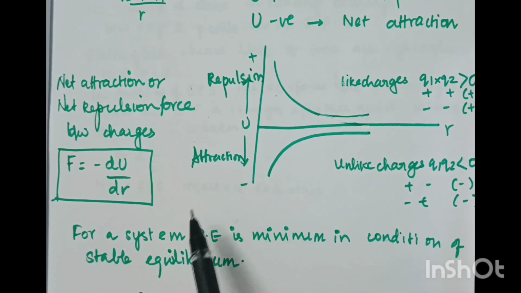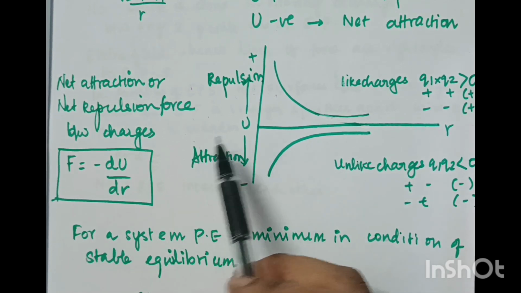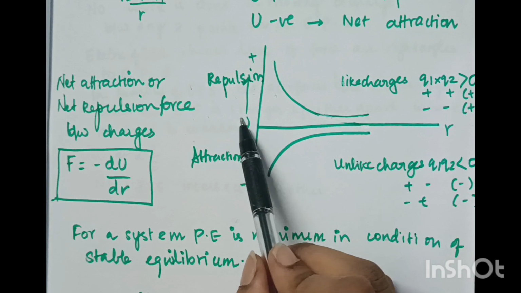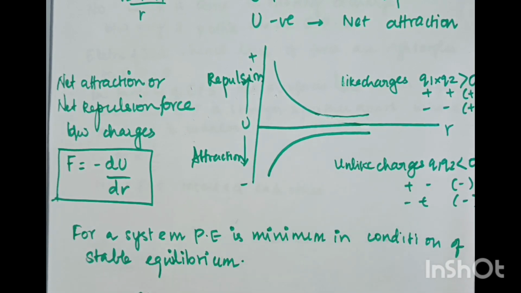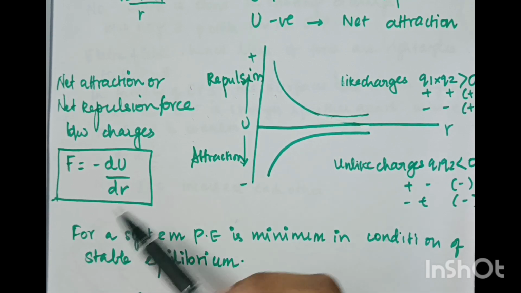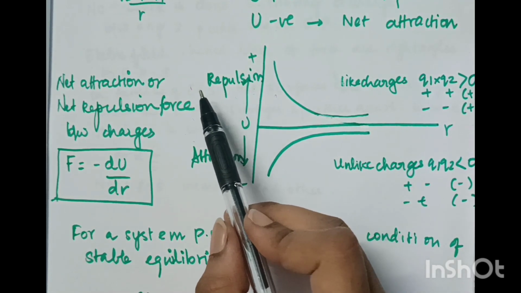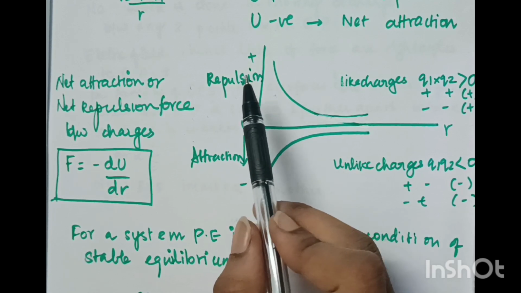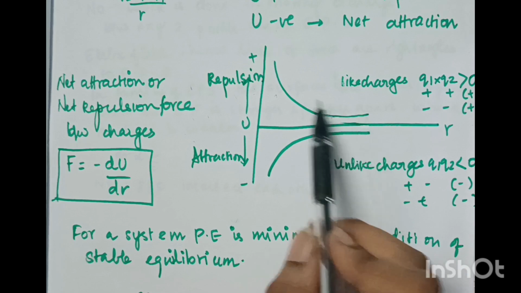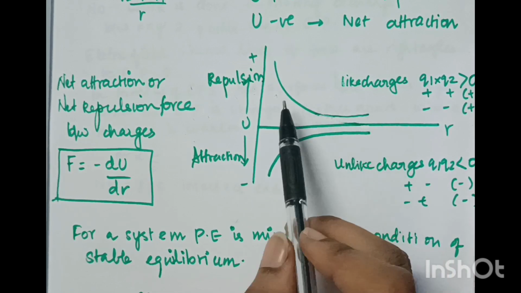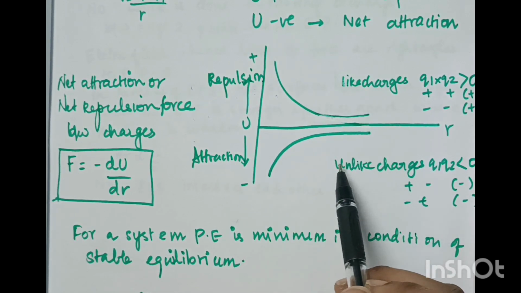So I have shown it in the graph. This is the graph between potential energy and the distance between the charges. We know U is k q1 q2 by r, so it is inversely proportional to r. So the general graph will be in this way. Now we have shown it for like charges and unlike charges.